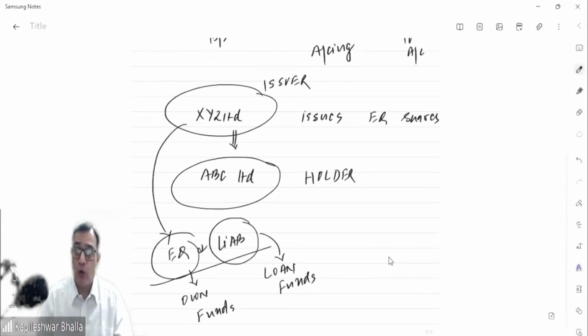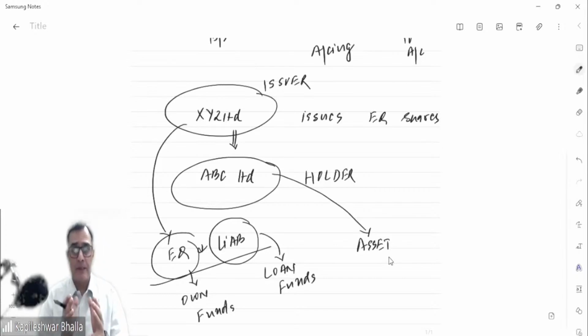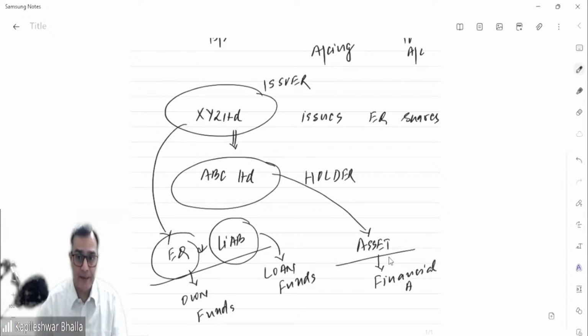Now, as far as the holder is concerned, there is ABC in my given example. The company ABC is only going to show it on the asset side of the balance sheet. And when you reflect things on the asset side of the balance sheet, we don't need to decide anything. Because in terms of assets, you only decide between the current and the non-current, and you decide in terms of financial or non-financial. So he is only going to call this a financial asset.